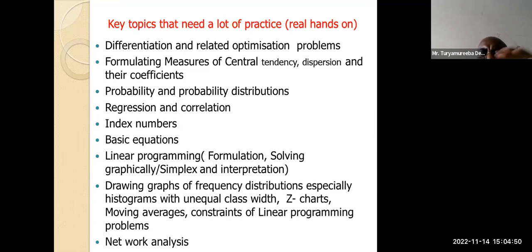Remember, when you deal with these mathematical models, at a higher level, when you are employed, they will be handled by the computer. But when the computer delivers a solution, you should be able to interpret it.